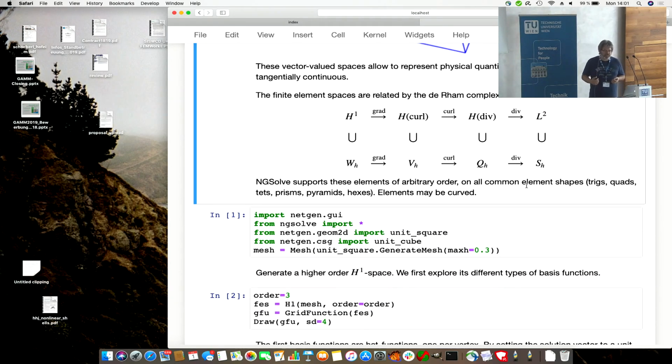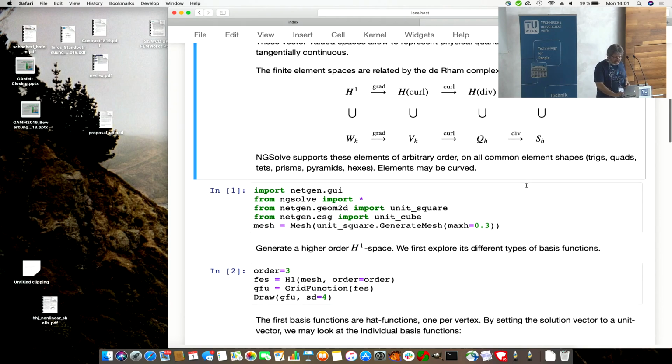And in NGSolve, we support these finite element spaces for H1, H-curl, H-div, L2 of arbitrary order. So we have them on triangles, tetrahedral elements, hexahedra, prisms, even pyramids of every order, and you can also map the elements.